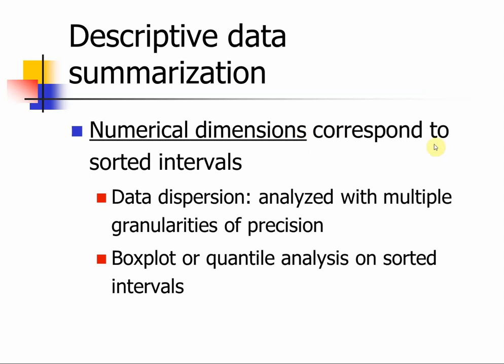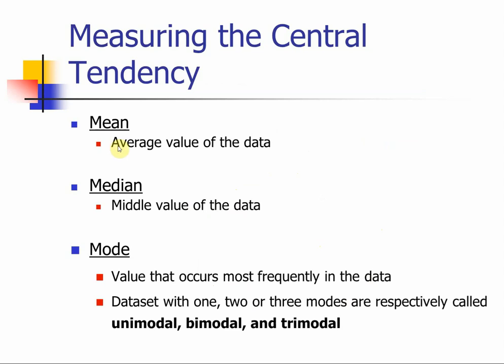Numerical dimensions correspond to sorted intervals, so that if we want to understand the data dispersion, we can analyze with multiple granularities of precision. We can draw the box plot or quartile analysis on sorted intervals. There are several terminologies we want to define before we move into the box plot. The mean value is the average value of the data. The median value is the middle value of the data.